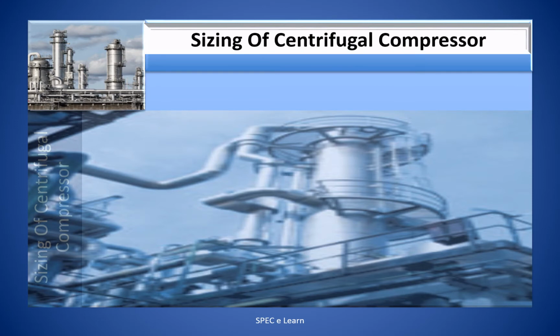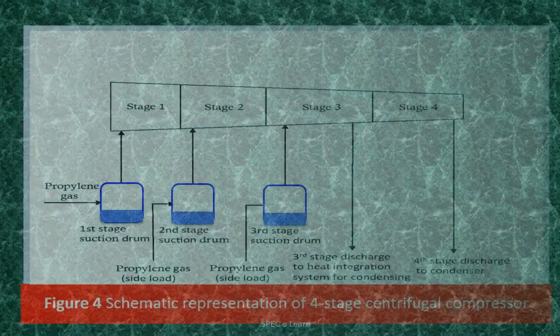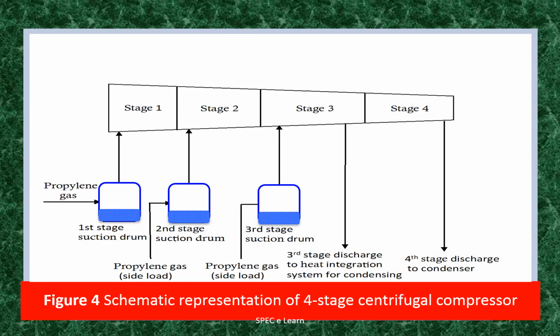A major part of the compressed gas is withdrawn from the discharge of the compressor stage 3 for condensation in a heat integration system in the plant. The balance gas flows out of the discharge of stage 4 and is liquefied in a separate condenser. This figure illustrates the schematic representation of the 4-stage centrifugal compressor.